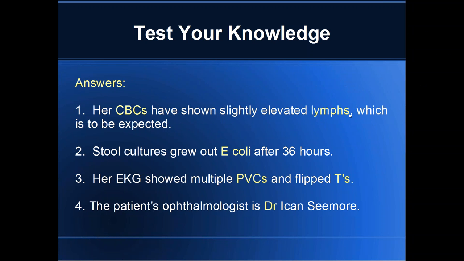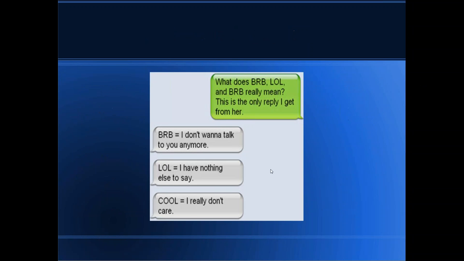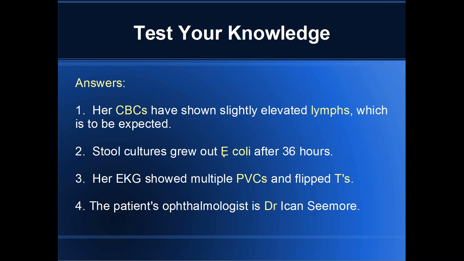Lymphs, it's a short form, so you're just using an S for plural. Sorry. And E. coli, again, no space because you're separating the genus from the species, but there's no period. Okay. And PBCs, again, because it's all caps, just an S. And apostrophe S on the T's because it's a single letter abbreviation. And doctor, I can see more the ophthalmologist, because there's no period there after the courtesy title. Okay, so that was really quick there.